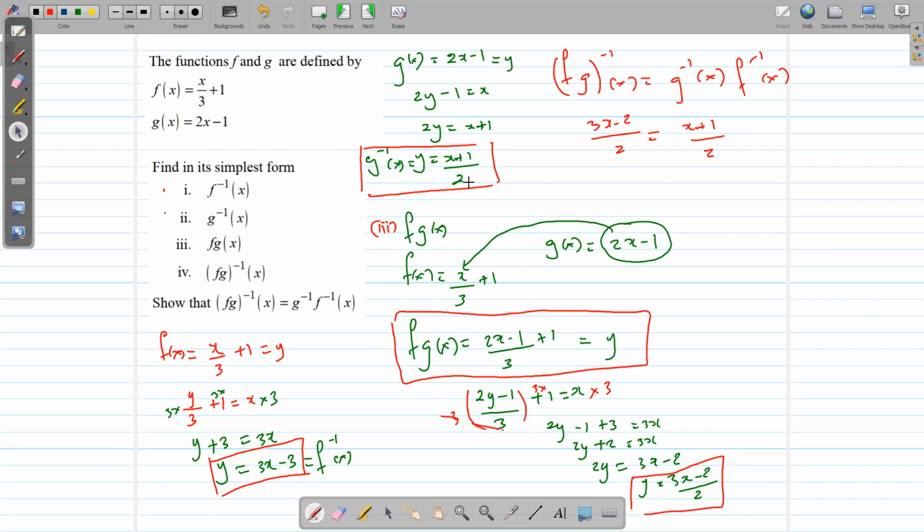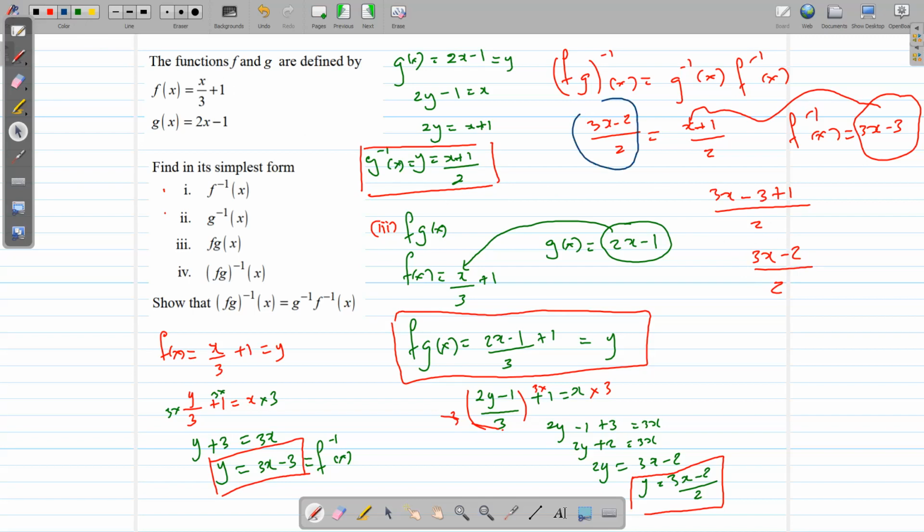Here it is. And we're now going to substitute the f inverse. Now, what was the f inverse? F inverse x was 3x minus 3. So we're going to substitute this right here for x. And that is going to give us 3x minus 3 plus 1 over 2. And as you can see here, 3x minus 3 plus 1 gives you 3x minus 2 over 2. So the two functions are equal because we get the same result.